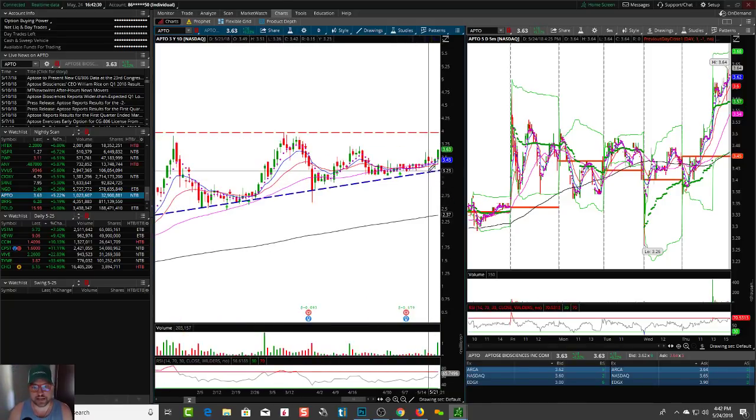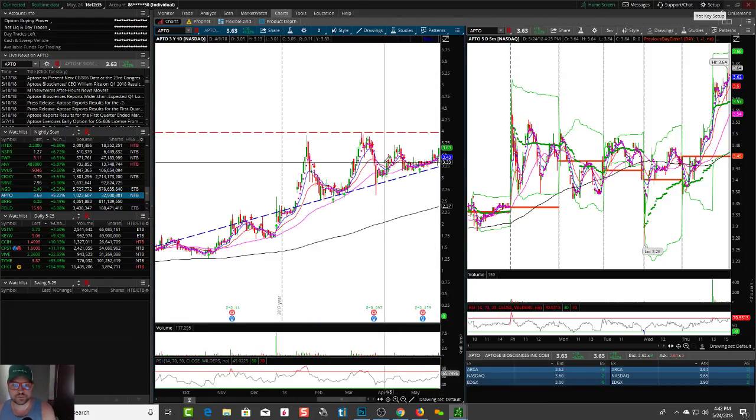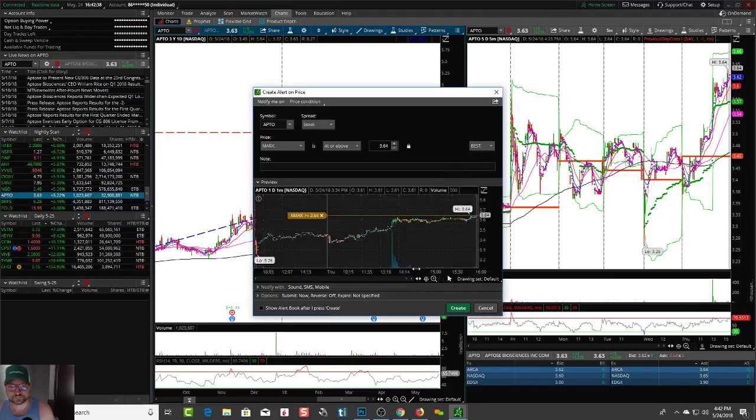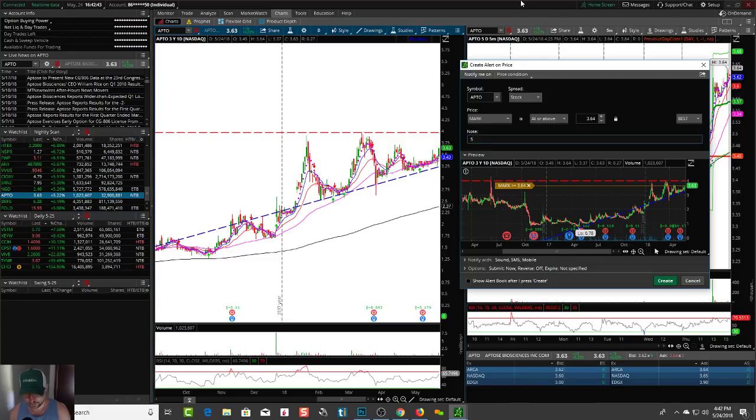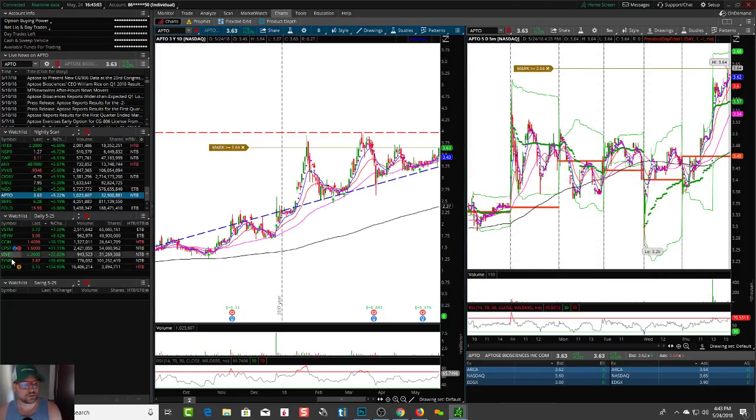You can see the 9 and the 20 have crossed over. See if the 9 can push up. Resistance around $4. Ascending triangle. Watch if price can break out above $4. APTO.